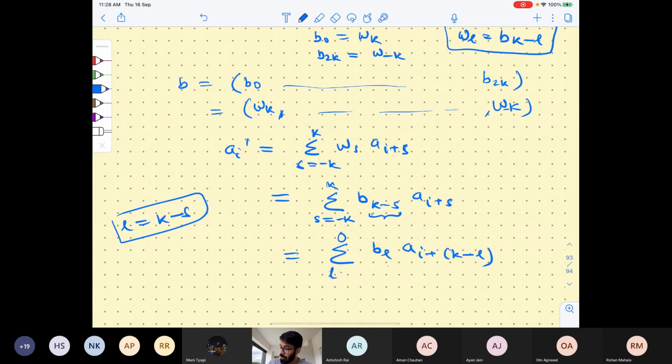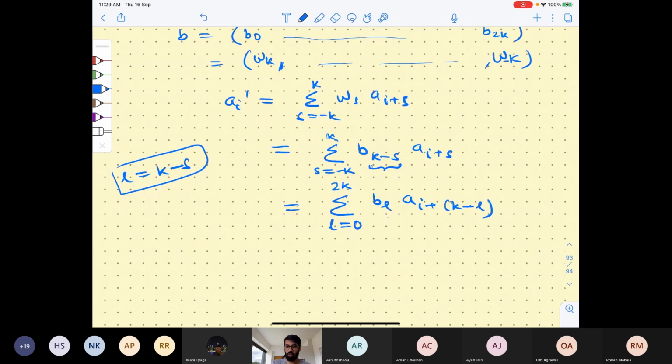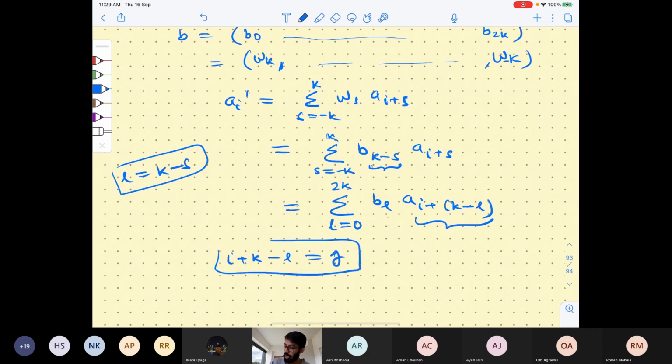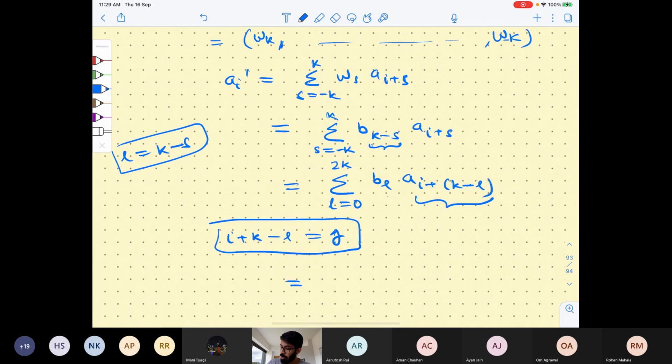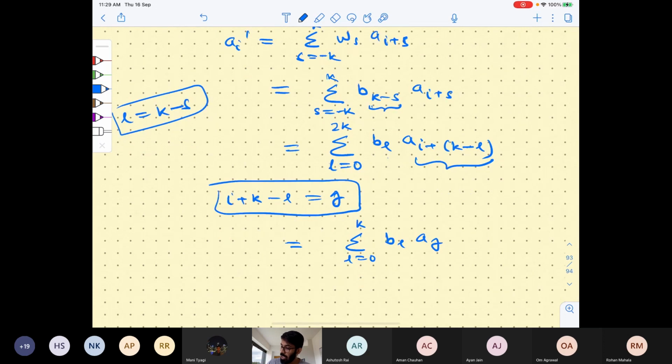Here I'm changing the order of the indices, but it does not really matter. So L is equal to 0 to 2k. Now you get this B_L A_{I plus k minus L}. And now we want to again replace this, suppose I plus k minus L, with some j, just to see which index of A gets multiplied, right? So then we get sum over L from 0 to 2k, B_L A_J, and what is this J?